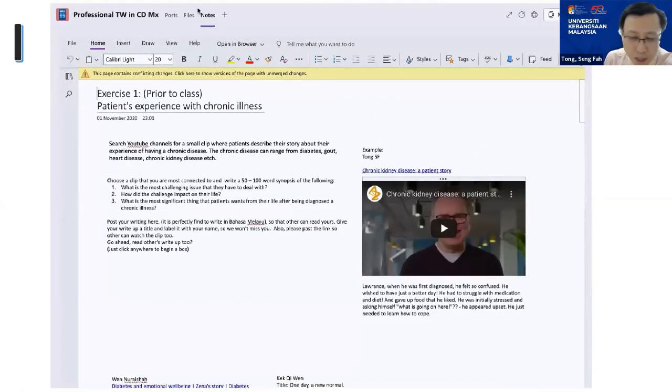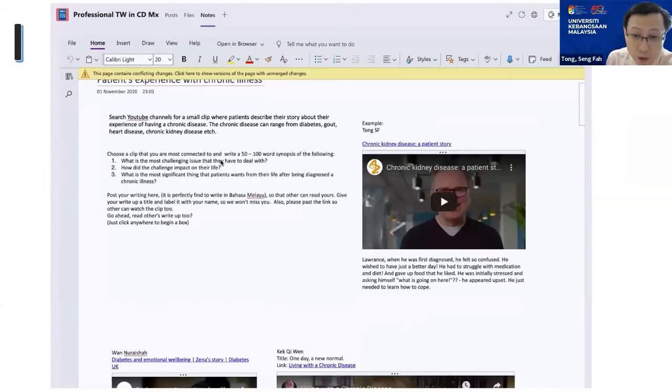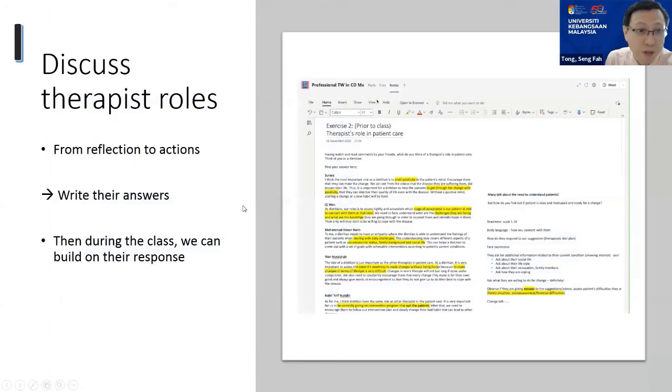They can feel the experience. I'm not too sure at that moment how students will respond, but looking at their narratives, it looks very interesting. Then discuss the therapist's role. So this is the second exercise. Exercise after watching, what their role is. Get them to think about what they can do for the patient as a dietitian.